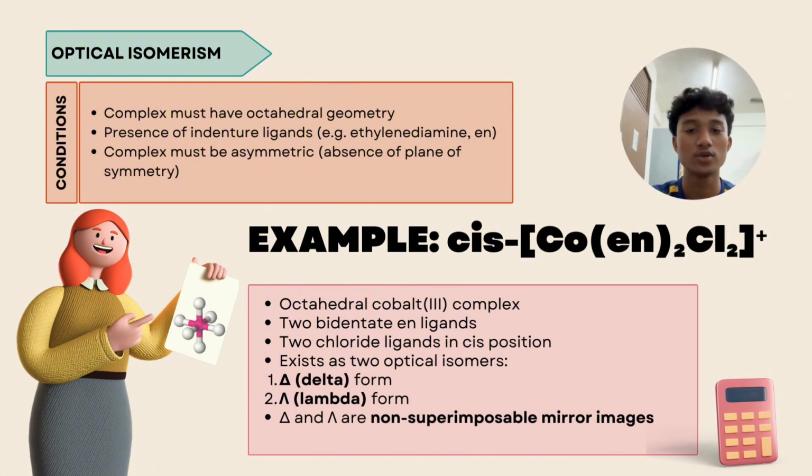Next, let's look at a common example. This is an octahedral cobalt(III) complex. It has two bidentate ethylenediamine ligands and two chloride ligands in the cis position. This complex exists as two optical isomers. First, the delta form, a right-handed twist. Second, the lambda form, a left-handed twist. Delta and lambda are non-superimposable mirror images, just like left and right hands.